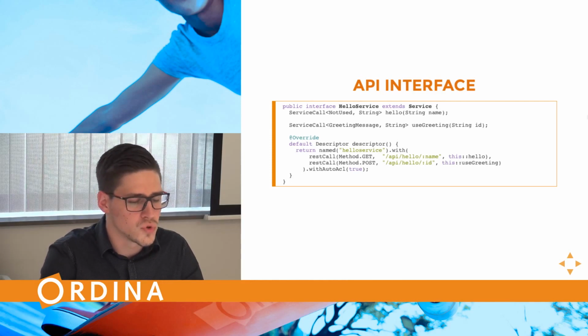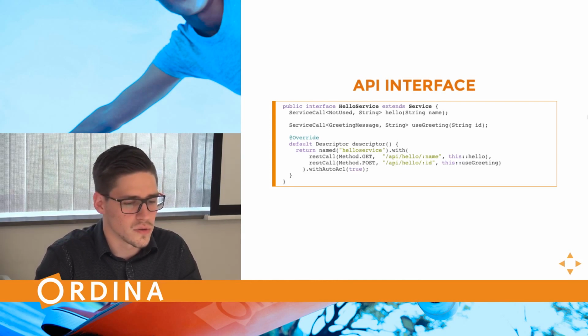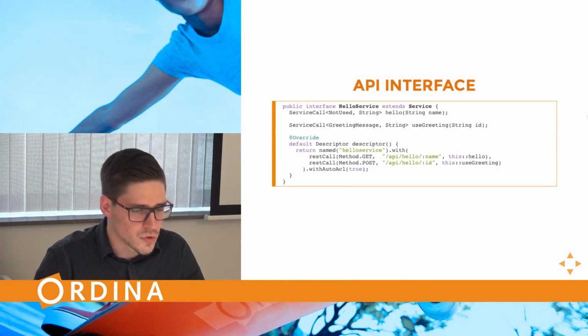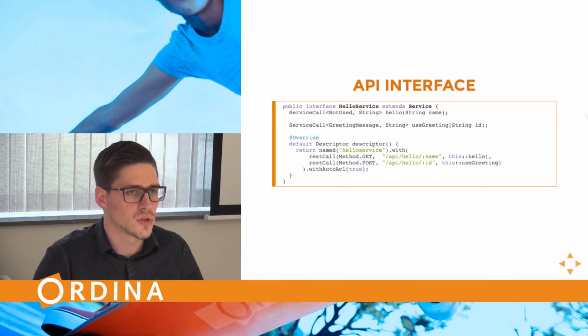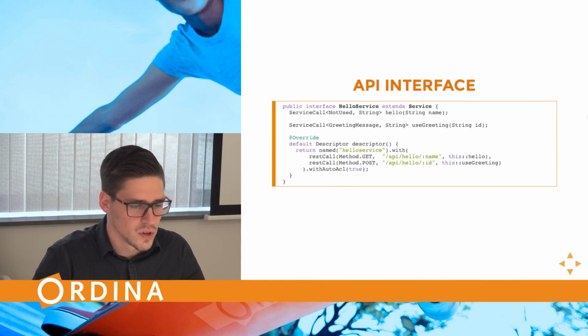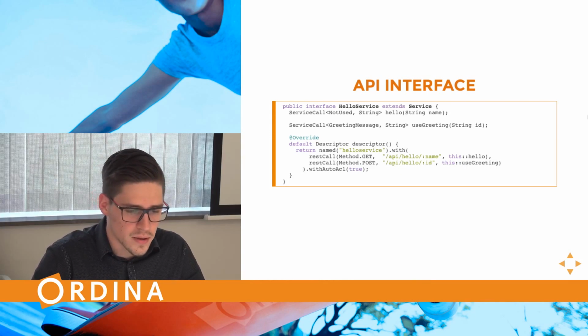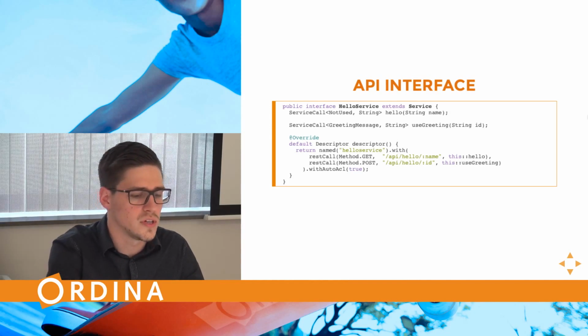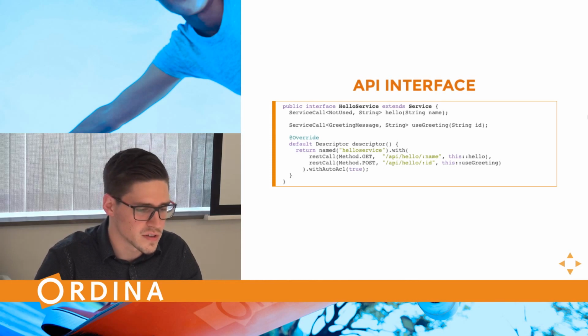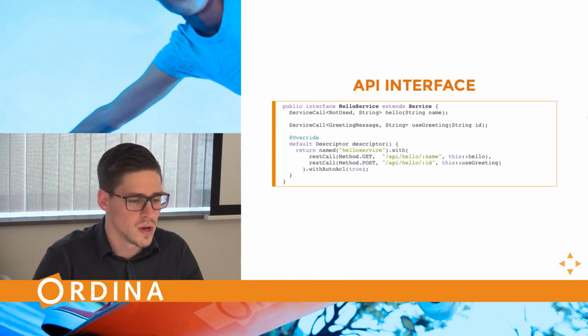At the bottom, you see that it's overriding the descriptor method. The descriptor method is used to describe your microservice. So we can see right here that we are describing two REST calls, a get and a post. We map them to a certain URL, /api/hello. And as a third parameter, we're referring to the method that we've defined up there. And then you also see that at the end, there is something that says withAutoAcl(true).